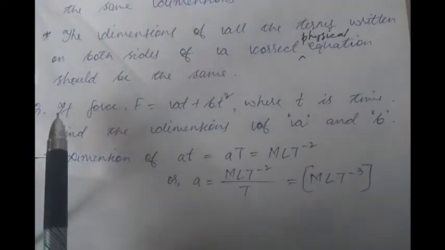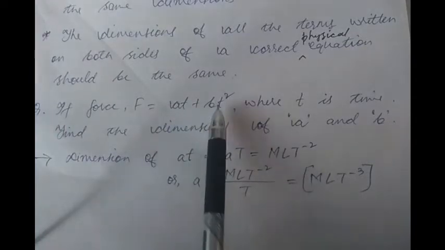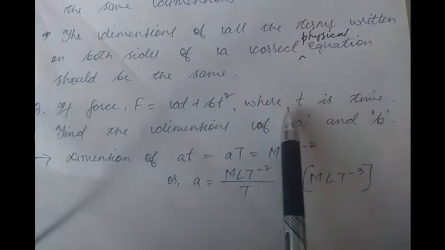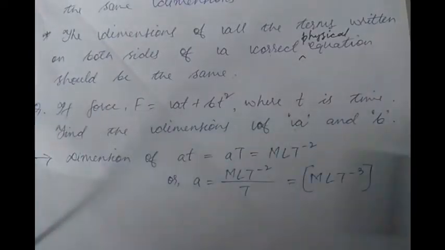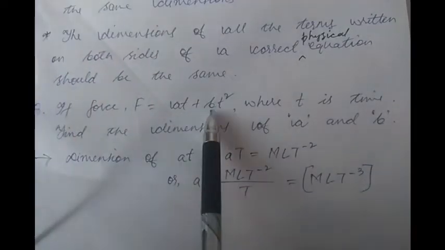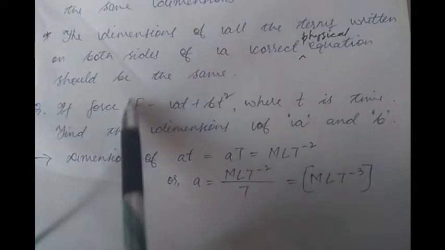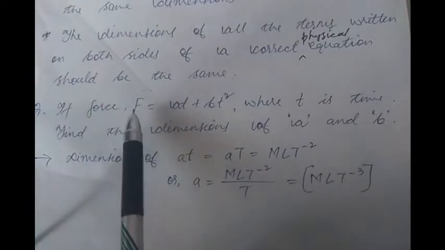So it says if force F is AT plus BT squared, where T is time, and F of course is force, as the question says, find the dimensions of A and B. We need to find the dimension of A and B. So how do we start? We look at the left hand side. The question tells us it's given to us that F is force and T is time.